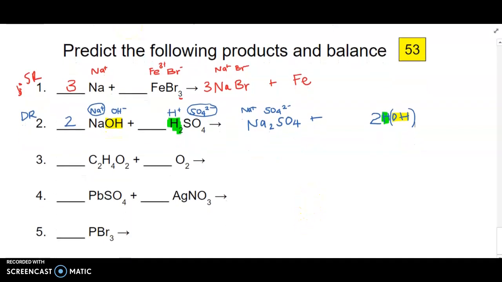Number 3, I see that I have a carbon, hydrogen, oxygen compound combining with oxygen gas, which makes this a combustion. Anytime I have a combustion, my products are always H2O plus CO2. Now I can balance. Remember we balance hydrogens and oxygens last, so on the left I have 2 carbons. On the right I'm going to put a 2 in front of my CO2. When I look at hydrogens, I have 4 on the left-hand side. On the right I have 2. I'm going to put a 2 there.